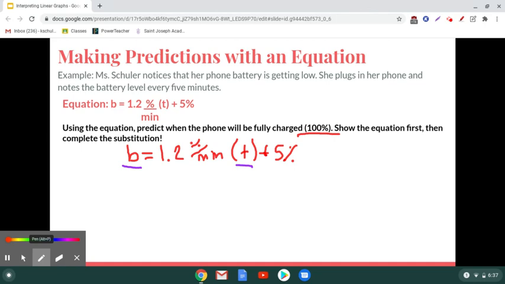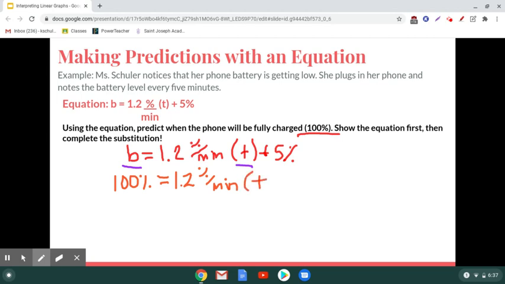100% can be plugged into either one of our variables, B or T. We just have to figure out which one it belongs to. Well, 100% is a battery level, so 100% is going to be plugged into B. So when we rewrite our equation, instead of B, I'm going to fill in 100%. So 100% is equal to 1.2% per minute times T plus 5%. And remember, this 1.2% per minute and time are being multiplied.